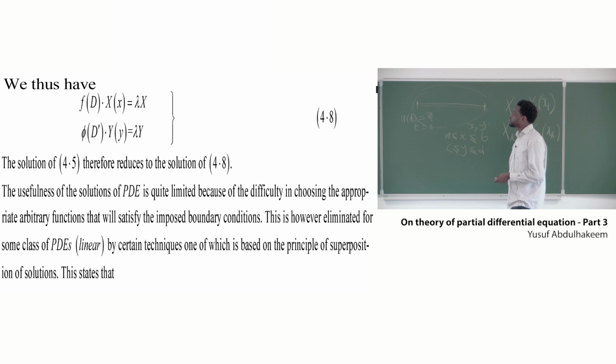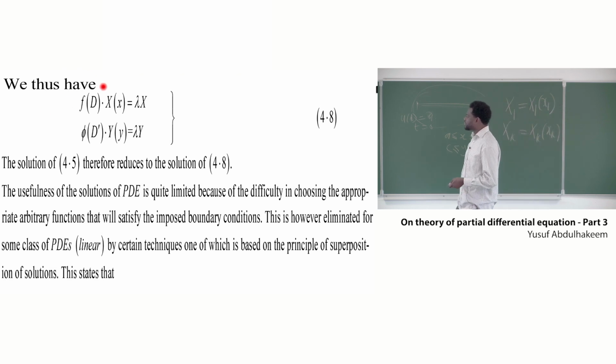So by the time we assume everything to be equal to minus lambda, f of D on X of x will be equal to this, and phi of D prime on Y will also be equal to this. Then the solution of 4.5 therefore reduces to the solution of 4.8. So we are now going to solve the differential equations independently. We solve here to obtain our X of x. We solve this to obtain our Y of y.